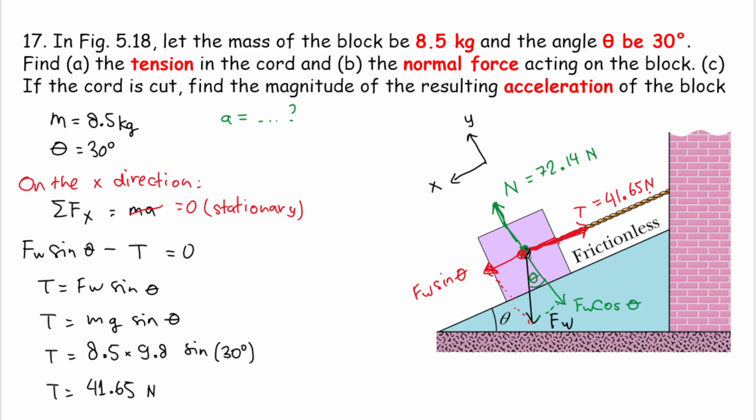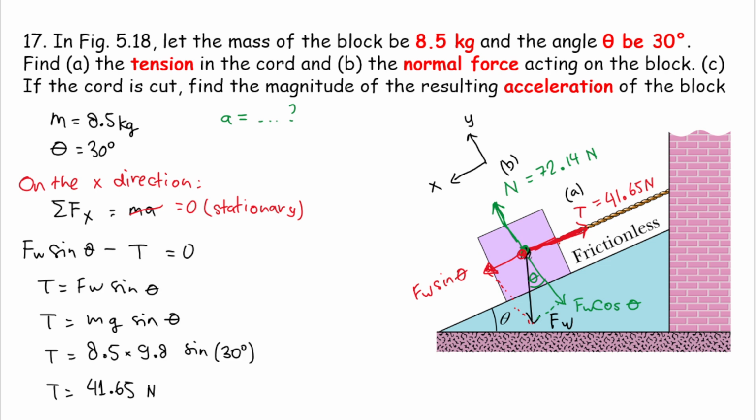Good. And then we have answered the first two questions. The tension is this one, so that is question A. This is the answer. And the normal force, that will be our B answer here. And now let's work on C. If the cord is cut, find the magnitude of the resulting acceleration.